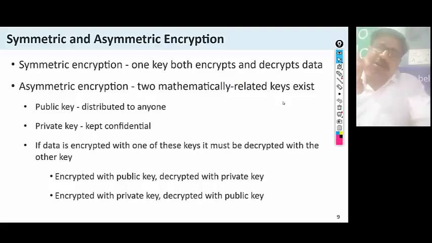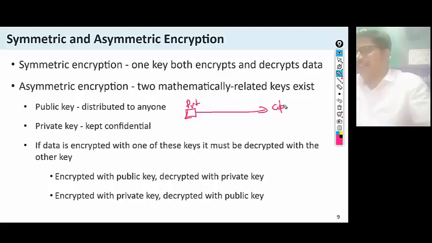Now the public key will be used for the encryption and the private key will be used for the decryption. Once the data is encrypted using the private key, it will be decrypted using the public key. If the data is encrypted using the public key, it will be decrypted using the private key. The process is quite simple. This is the data, and this data is encrypted using the private key. When using the private key, the data is converted into ciphertext.